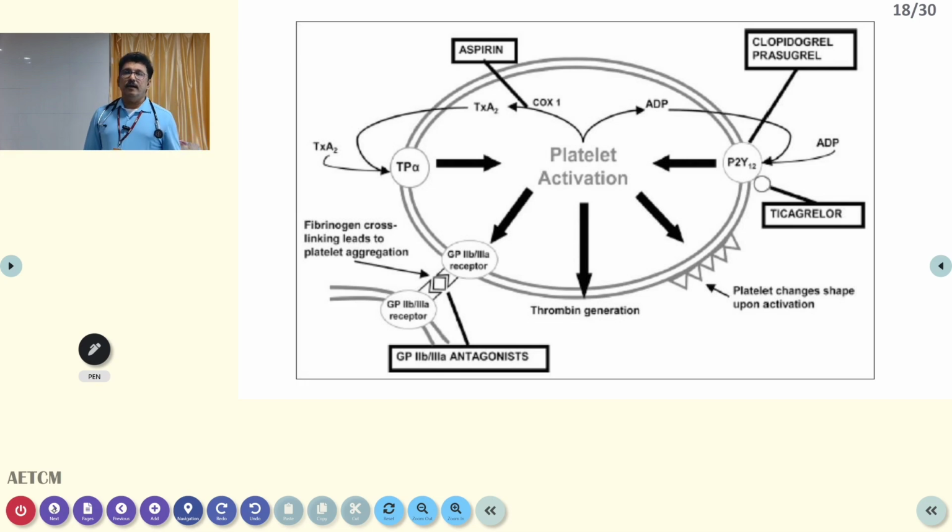Now, various antiplatelets act on various areas in the platelet aggregation. We are not going to discuss all these things. Nowadays, we give aspirin with ticagrelor.